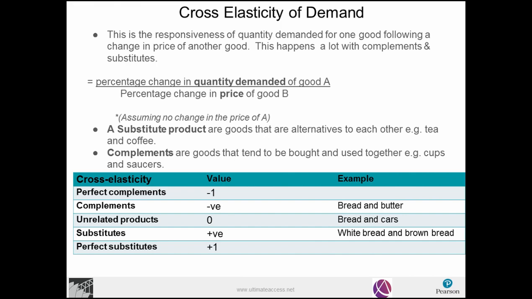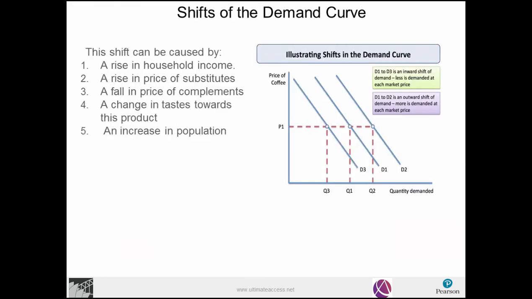But with complements, what happens here is that if, for instance, the price of bread increases, then that means we won't buy a lot of bread, and hence we won't buy a lot of butter. So you realize that if the price of bread increases, then the demand for butter will decrease, and hence it gives you a negative. Now, unrelated products are the ones that have no relation whatsoever to each other, like bread and cars.